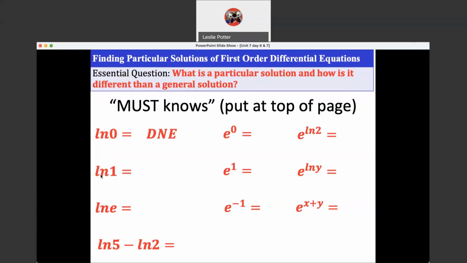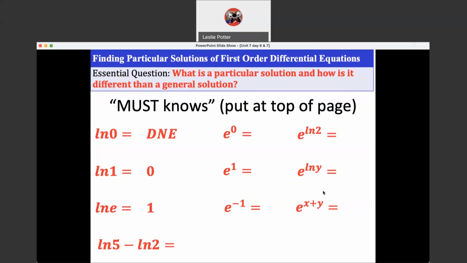Okay, natural log of 1, that's 0. This is the x-intercept. Natural log of e: if we go over e from the origin, we're going to be up 1. You got to know those so that they come out that fast.